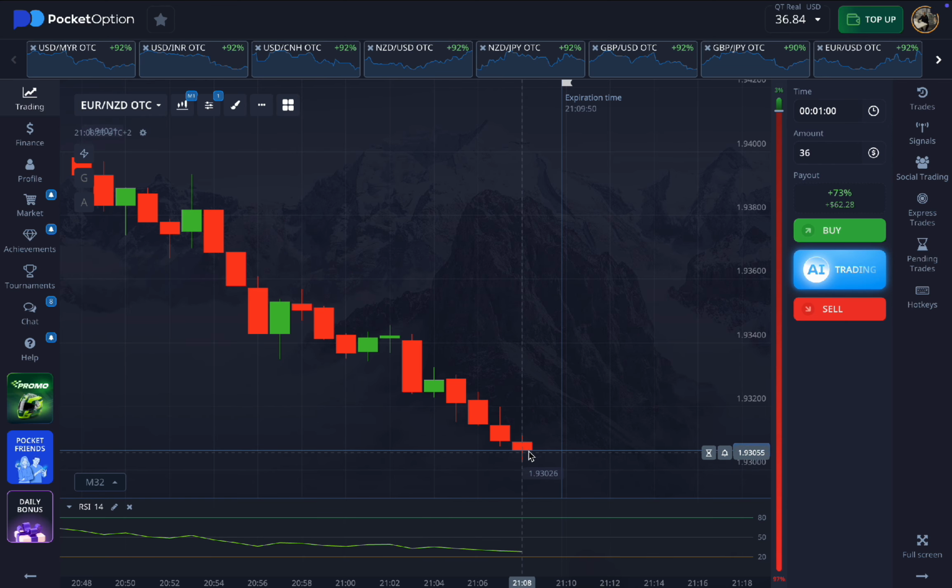We can see that the candles here are getting smaller. This suggests that most likely we're about to see a reversal. We're opening a trade for an increase.